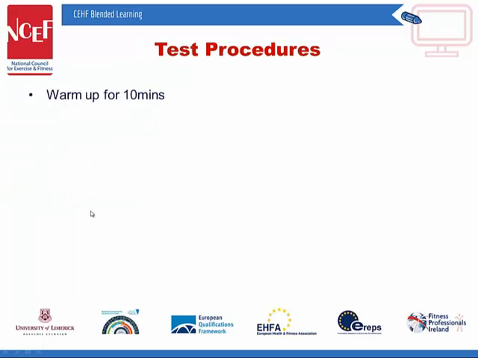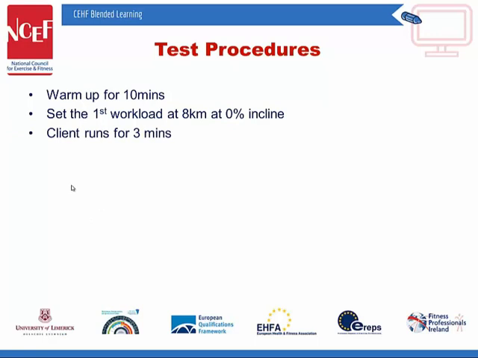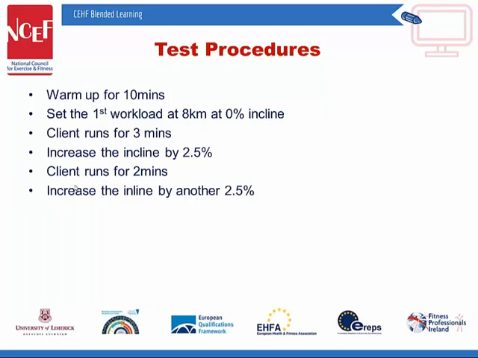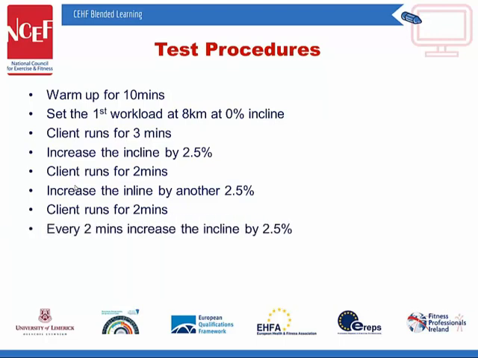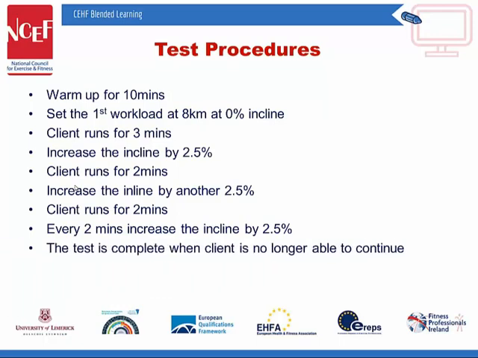The test procedures. Well, we're going to warm up for 10 minutes. We're going to set the first workload at 8 kilometers an hour at 0% incline. And the client is going to run at that workload for 3 minutes. So the stopwatch is on at this stage. Increase the incline by 2.5%, and the client continues to run for another 2 minutes. Increase the incline by another 2.5%, and the client runs for another 2 minutes. Every 2 minutes, increase the incline by 2.5%. And the test is complete when the client is no longer able to continue. Record the time at which the client stopped.